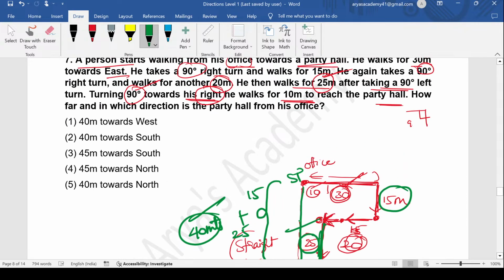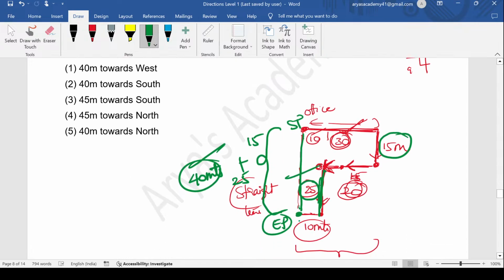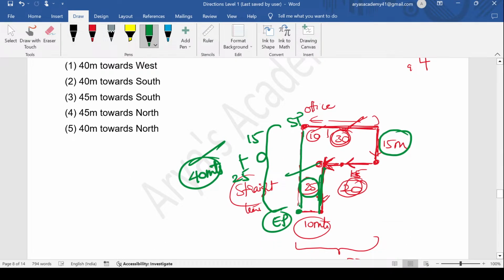Look at the question. How far and in which direction is party hall from the office? Now they are asking from office. From office, you have to look at the party hall and tell. So this is my office and here is the party hall. Distance is clear, 40 meters.